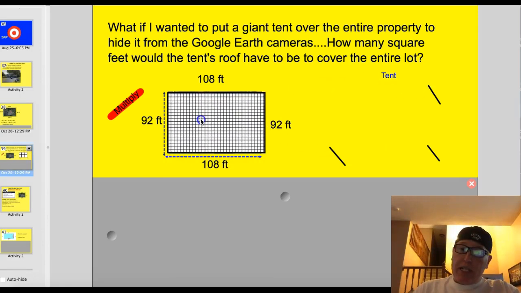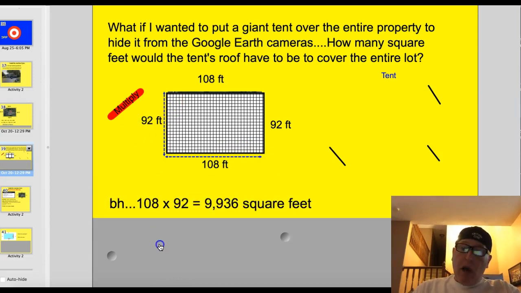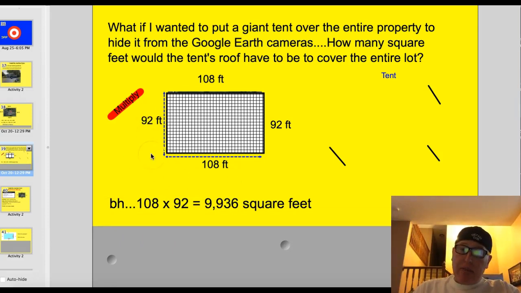I'm just ready to slide that screen on there. It's going to have to be 108 units by 92 units. We just multiply those two together. All right, so we're looking at the base. Here's the base of it times the height. 108 times 92, that would be 9,936.